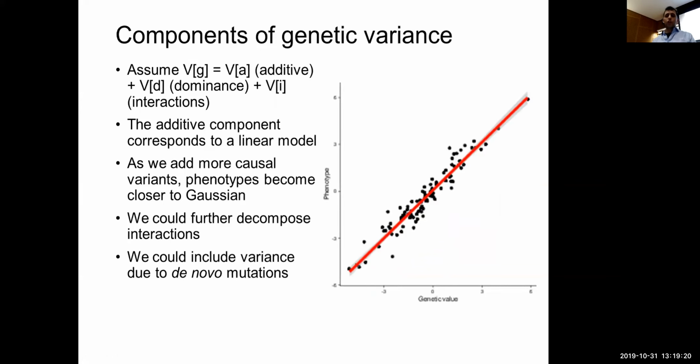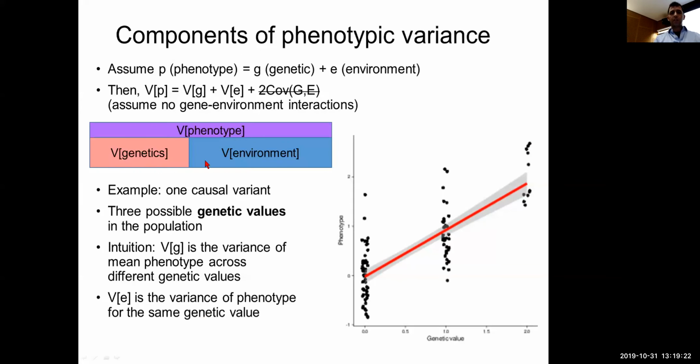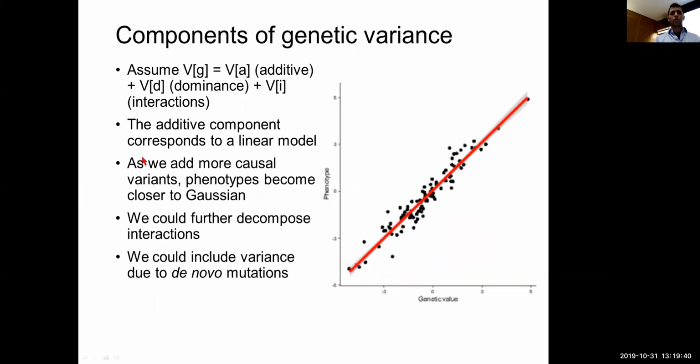All right, so we can actually start partitioning this V of G part, the part that is explained by genetics, because there's all kinds of genetic things that could be explaining it. There could be common variants and rare variants. There could be additive effects and interaction effects, dominance and recessivity, et cetera. So let's start splitting up the genetic variation component further. We're going to define V of G as having an additive component, a dominance component, and an interaction component. The additive component is just a linear model.